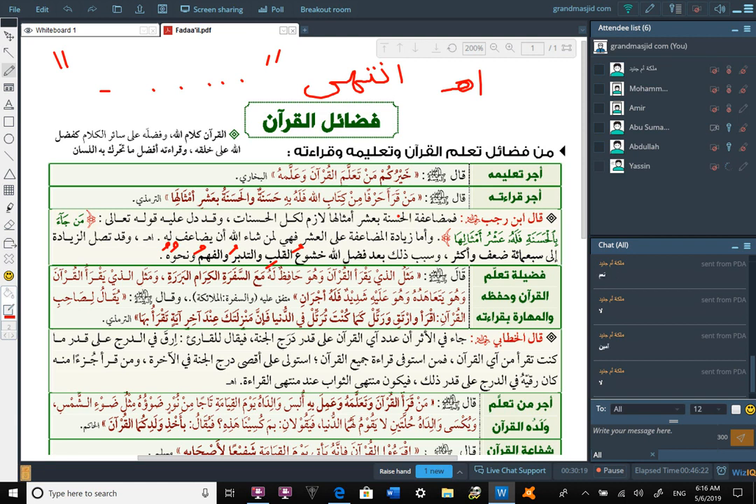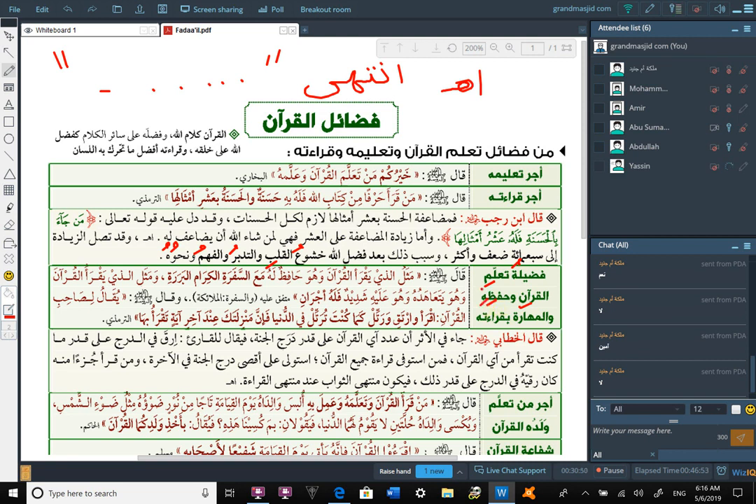طيب. He says, Fadilatu ta'allumi, Fadilatu, the singular of Fada'il, which I said earlier. Fadilatu ta'allumi, the virtue of learning. Ta'allumi al-Qur'an. Ta'allumi mudaf, mudaf ilay, of learning the Qur'an. Wa hifdhihi, and its memorization.